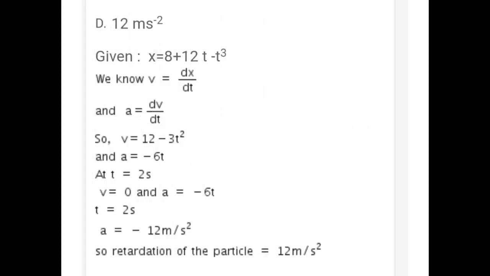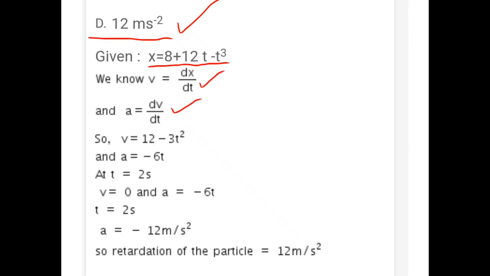The answer for question number 7 is 12 meter per second square. D is the correct option. They have given the equation x is equal to 8 plus 12t minus t cubed. If you differentiate it, that means dx by dt, you will get velocity. If you differentiate it again, you will get acceleration.